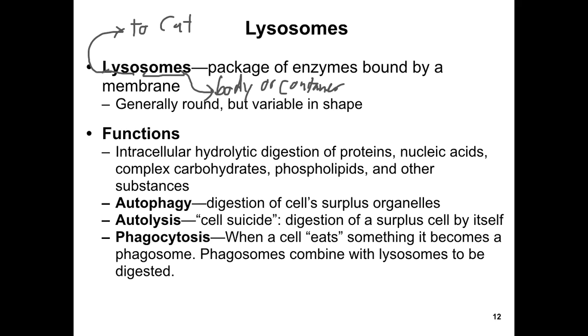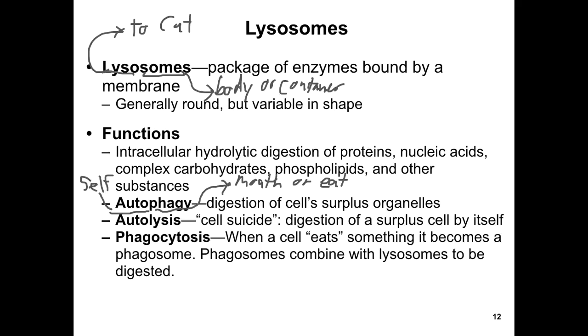What is that likely to be? Well, there are a few different things. One is autophagy. Auto means self, and phagy means mouth or eat. So autophagy means self-eating. This is where a cell wants to digest part of itself.